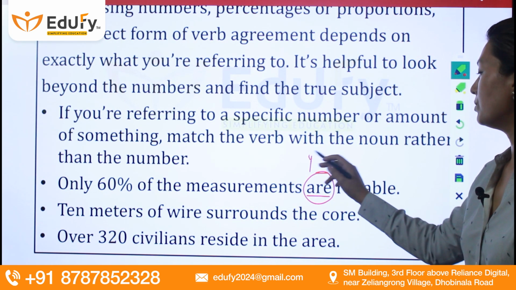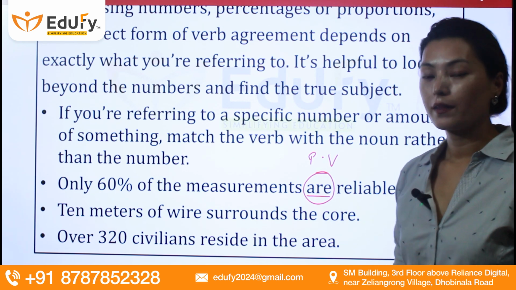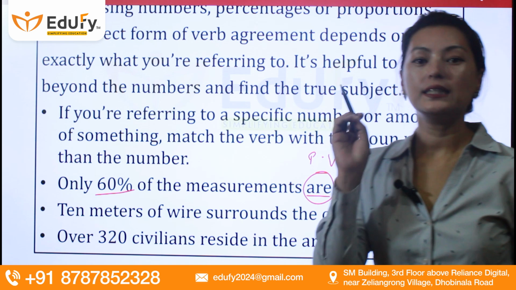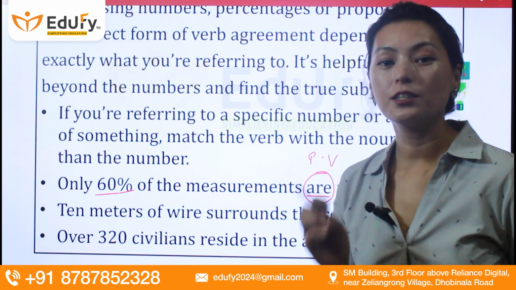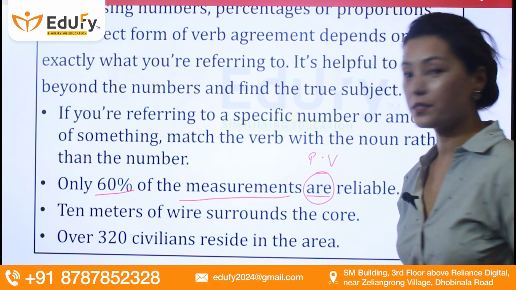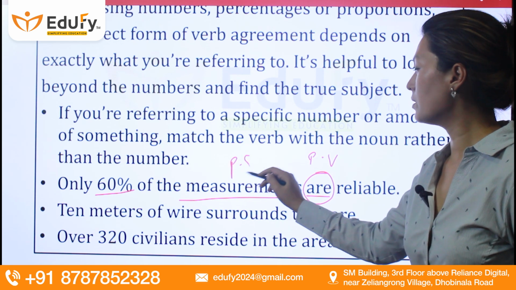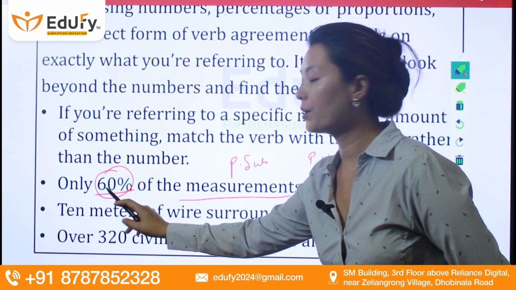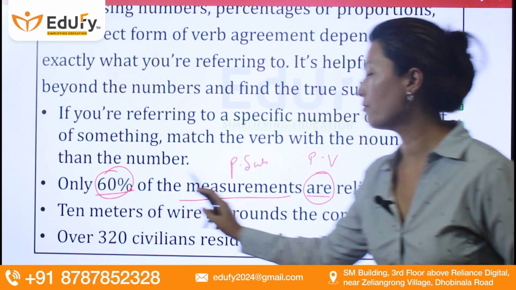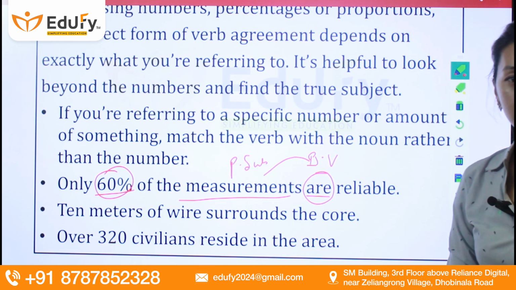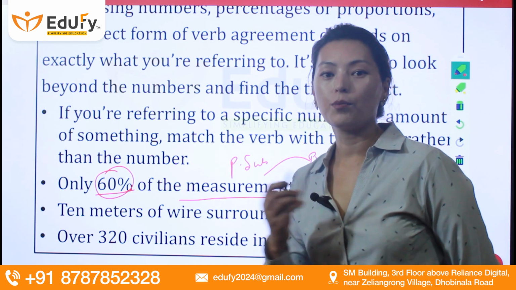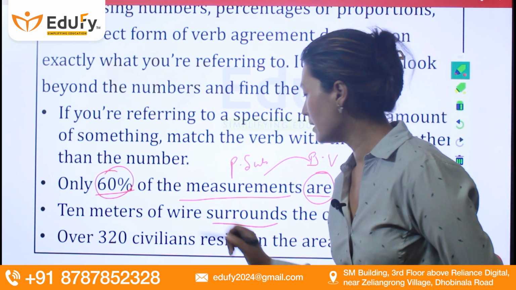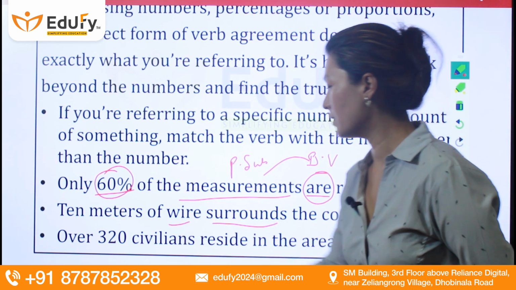Why did I use a plural verb here? Because here they've given us a specific number, only 60%, right? And 60% of what? Measurements. Measurements is a plural subject again. So that means instead of basing my verb on this one, I am basing my verb on the plural subject. It is always important to remember that whenever we have numbers, we will consider the nouns that are surrounding them.